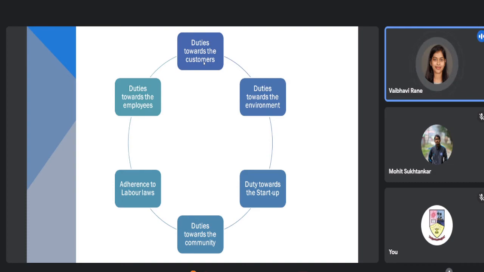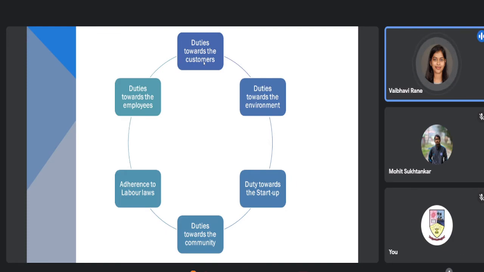Also, keep in mind your duty towards your customer with regard to protection of their privacy and personal data. Any data you get from your customers, you're supposed to preserve it, not share it with others. That is the concept of privacy. The next is your duty towards the environment. Startups should have all the licenses and permits, as we have seen previously. At the same time, they must ensure that your startup does not have a negative impact on the environment.